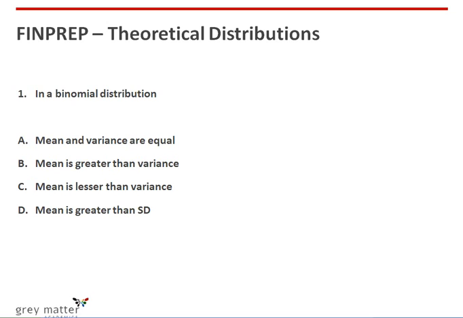First question: in a binomial distribution, we would like to know what is the correct option. As per the properties of binomial distribution, mean is greater than variance. So if we go to the solution, it says B option, which is mean is greater than variance.